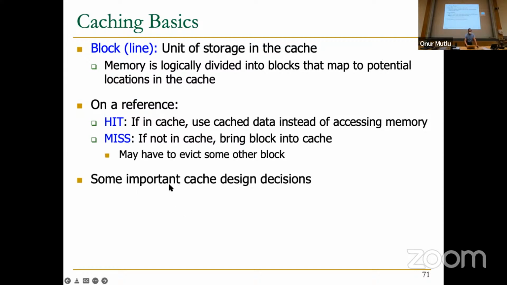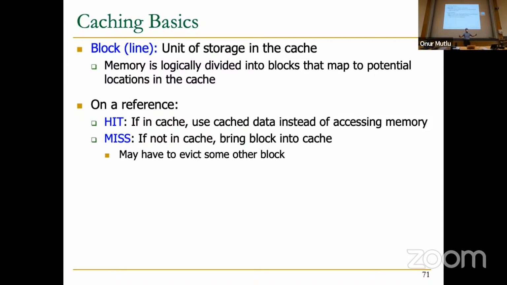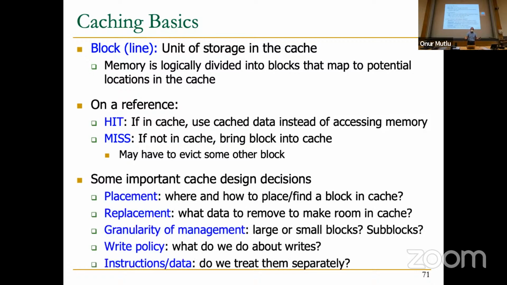And then there are many other questions. If you miss, of course, you may have to evict some other block because the cache is full. How are you going to bring the new block into the cache? You need to evict something else, right? Okay, so some important cache design decisions, we're going to cover some of them, and there are many. Placement is where and how to place or find a block in the cache. This is related to what we already discussed in the earlier slide, and fully associative, set associative, etc. We're going to look at that a lot.